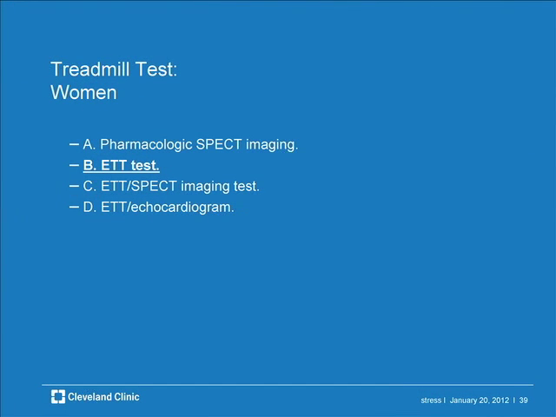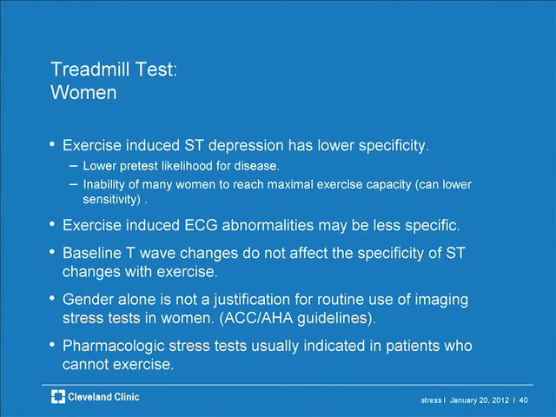So the correct answer here is treadmill. Pharmacological stress testing with nuclear, this patient can walk. Why should you switch her to a regular test or to a pharmacological stress test? So that's not indicated. The EKG on this patient has only T-wave changes. That's not a contraindication for an exercise treadmill test. So the only contraindication, or if you're worried about lower specificity, is if you have ST depressions.